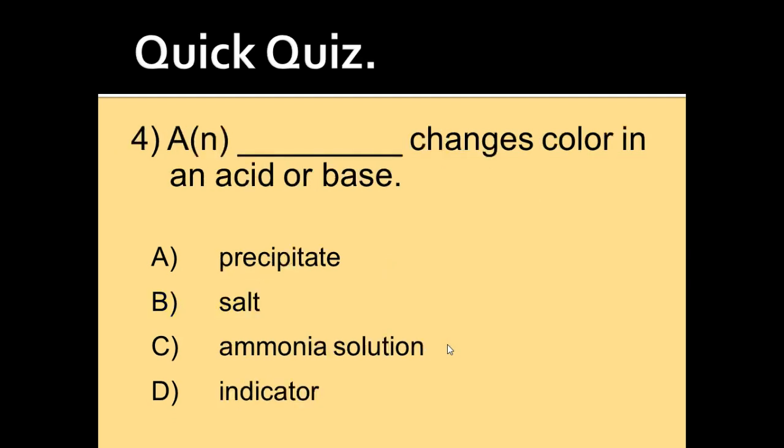And so a blank changes color in an acid base: precipitate, salt, ammonia solution, or indicator. So remember those pretty pictures with the bases and acids, the different pHs and colors, and those are called indicators. The reason they're called indicators is because they indicate pH based off of the color. So just remember, indicators indicate pH from the color. Some examples are phenolphthalein, litmus paper, and red cabbage juice. And then there's universal indicators that change color for every single pH.